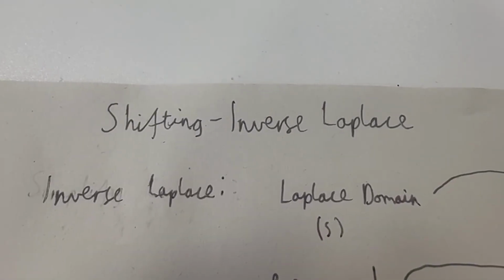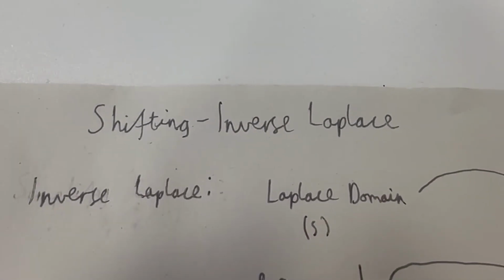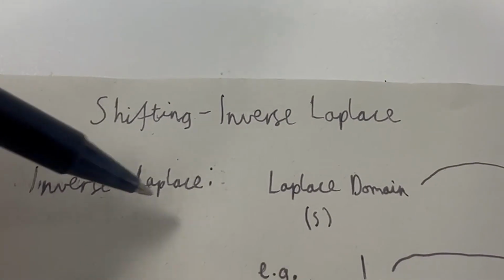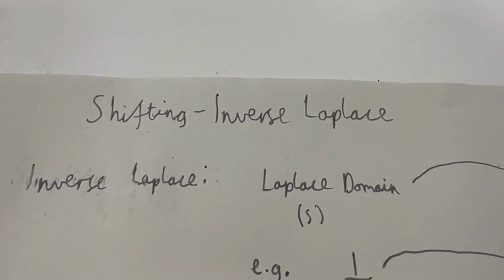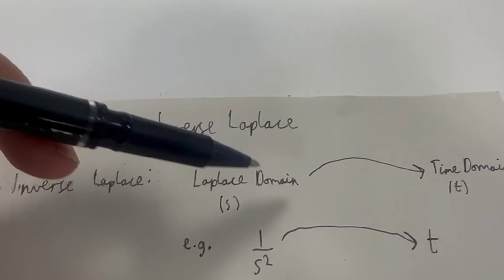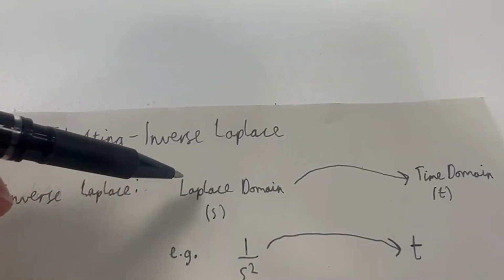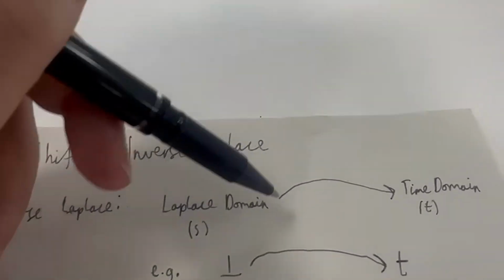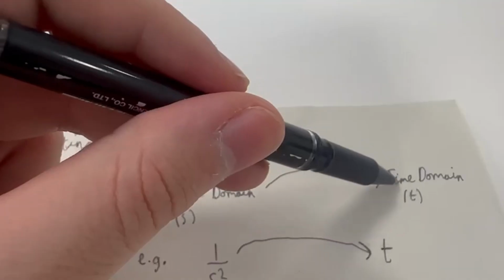So inverse Laplace or Laplace can be quite difficult, but if you learn how to do shifting, it can make it much easier. So just a quick reminder what inverse Laplace is: when you have something in the Laplacian domain, so in terms of s, you want to convert it back into the time domain, in terms of t.